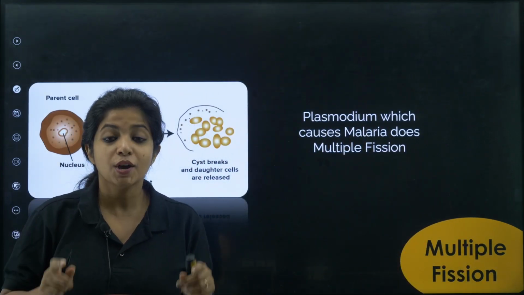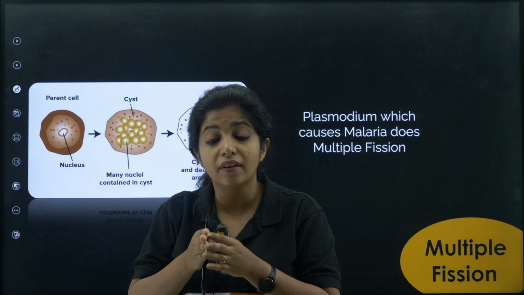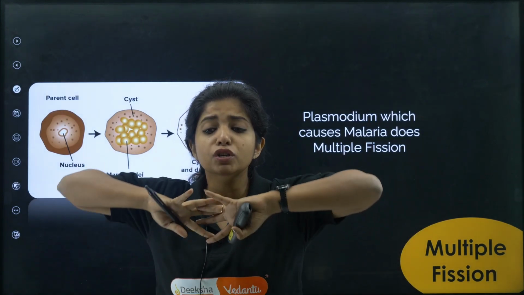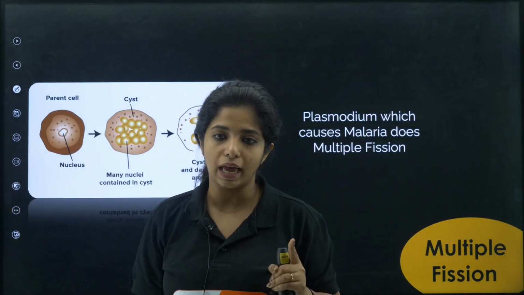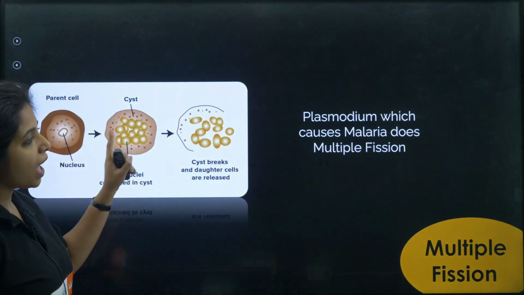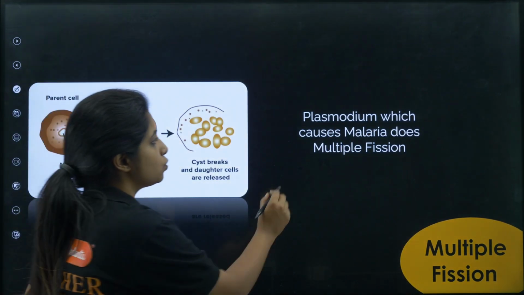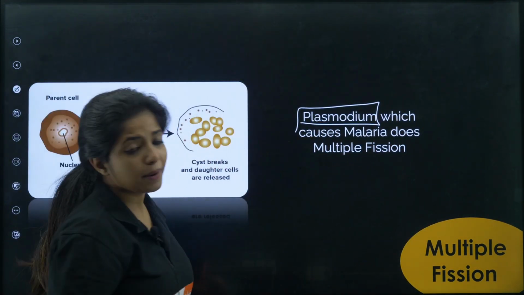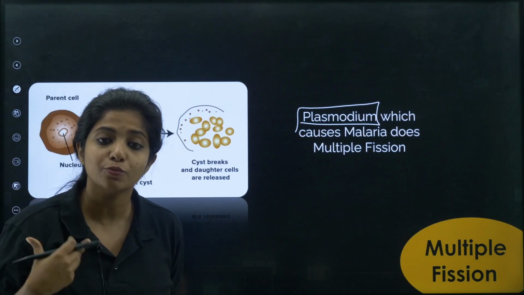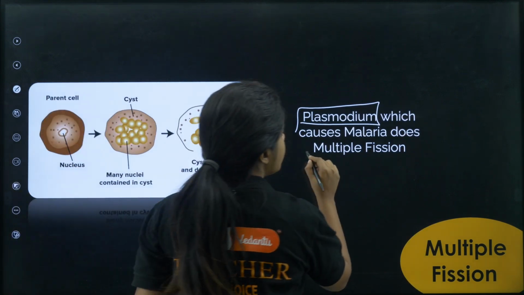Cool. Now we have some other type of fission also, which is known as multiple fission. What do you mean by multiple fission? Where the organism is not going to just divide its body into 2. It will be producing so many individuals from one single organism. So basically what happens is, you have the most famous parasite, which is known as Plasmodium, my dear children. Plasmodium is the malarial parasite. It causes malaria, and it shows something that is known as multiple fission.